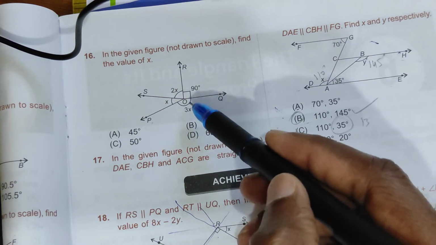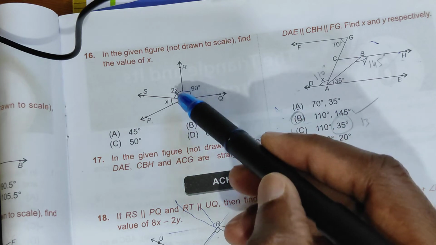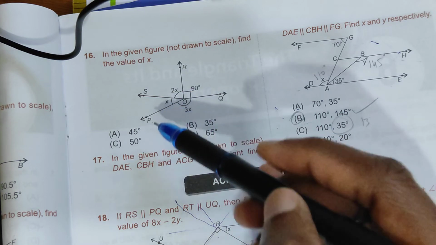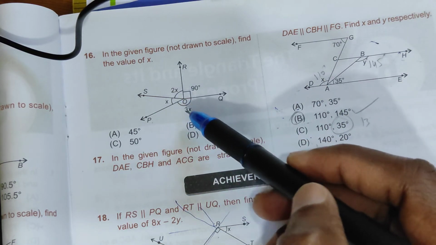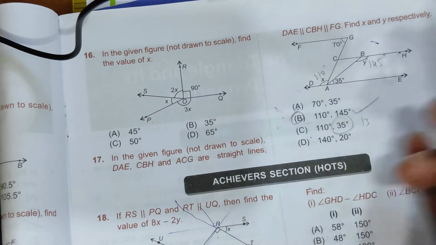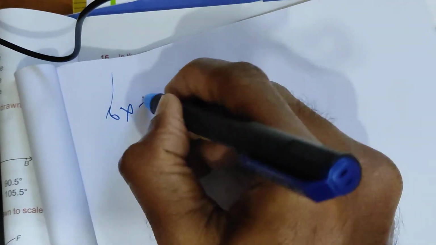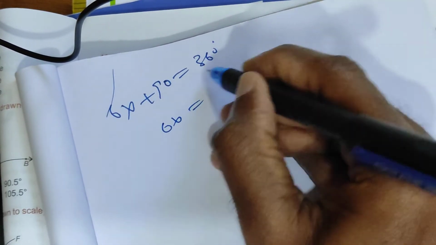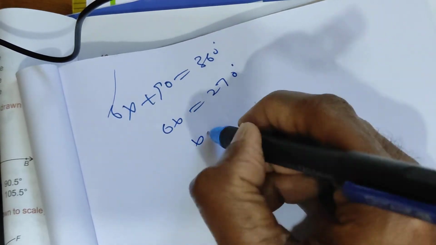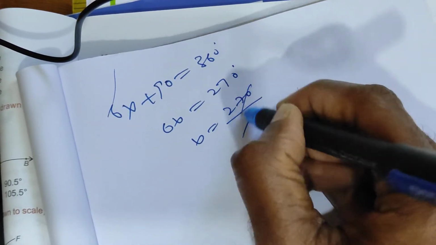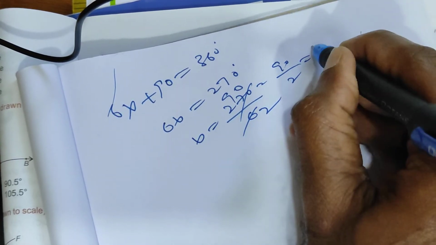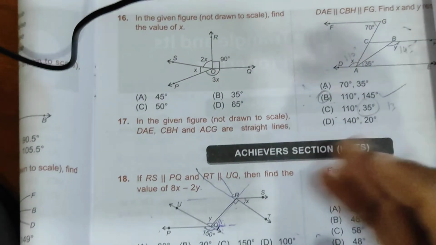In the given figure, find out the value of x. This is very simple now. Around the point, total angles must be 360. So 2x plus x plus 3x plus 90 is equal to 360. 2x plus x plus 3x is 6x. 6x plus 90 is equal to 360 degrees. 6x is equal to 360 minus 90, 270. x is equal to 270 by 6, which is equal to 45. x is equal to 45 degrees.